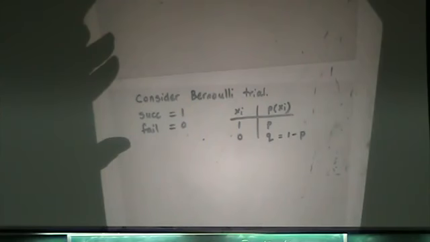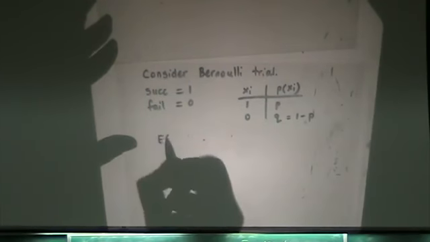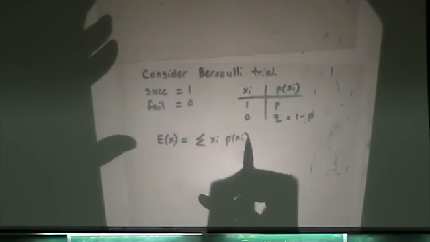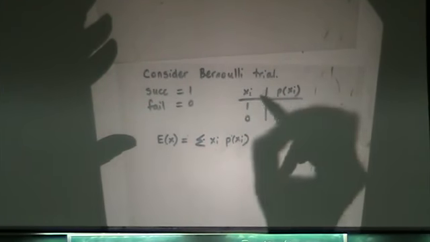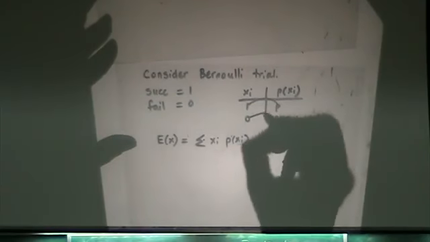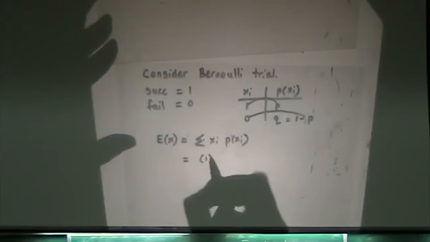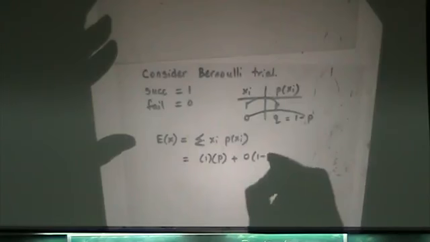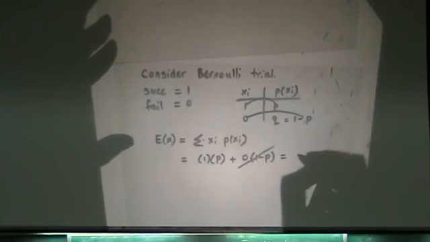Let me find the mean the old-fashioned way of this variable. So couldn't I say E of x equals summation xi p of xi? That's the formula for finding the mean, right? So I'm going to go this times this plus this times that. So this would be 1 times p plus 0 times 1 minus p. And of course this does not contribute anything. So my expected value is just p.